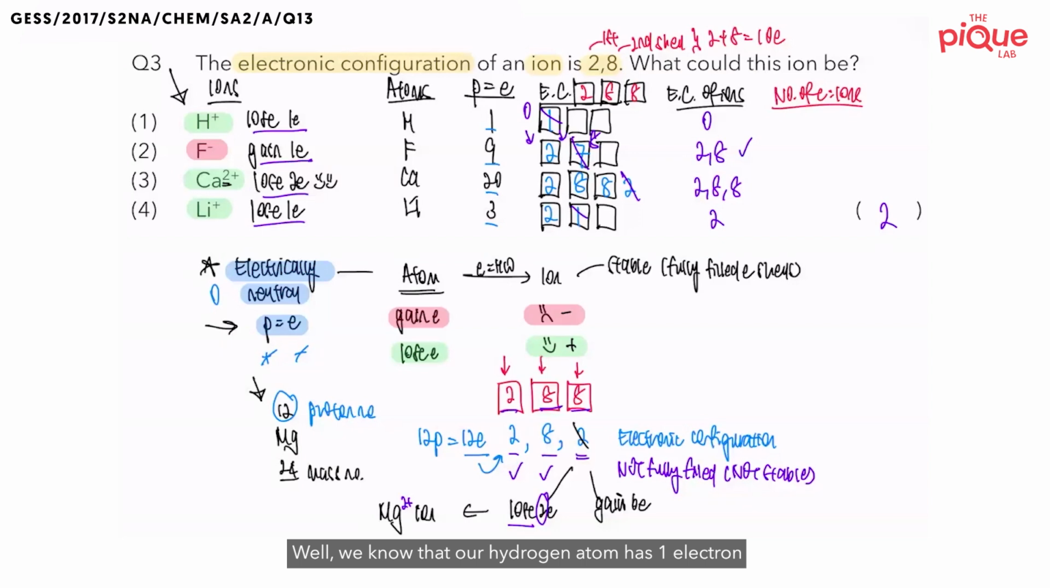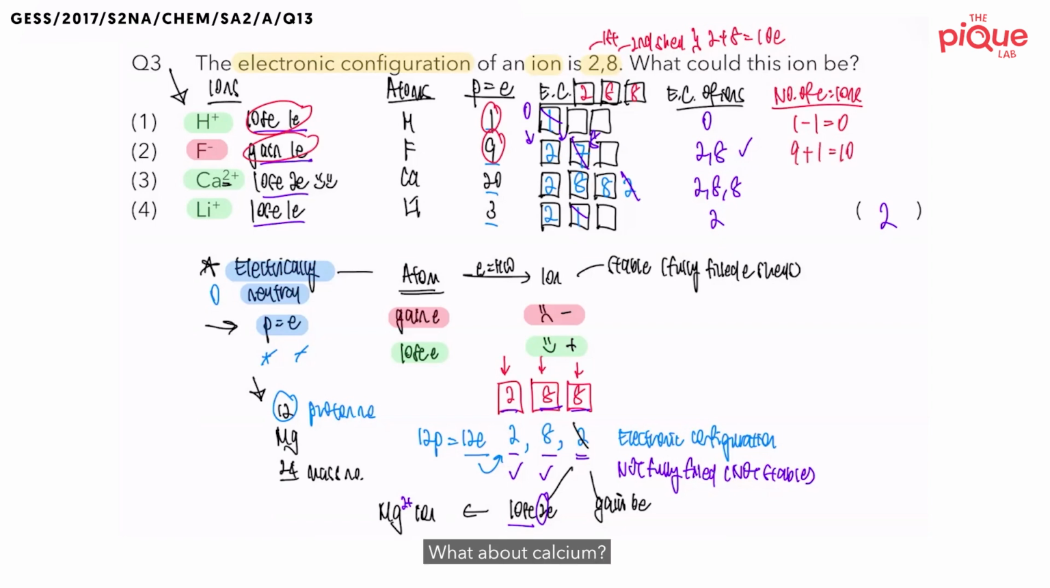Well, we know that our hydrogen atom has 1 electron, and it loses 1 electron to become a hydrogen ion. So the ion would have 1 minus 1 equals 0 electrons. Moving on to fluorine, the atom has 9 electrons, but it gains 1 to become an ion. So the ion will have 9 plus 1, which is 10 electrons. What about calcium? Calcium atom has 20 electrons, and it loses 2 to become an ion. So the ion should have 20 minus 2, which gives us 18 electrons.